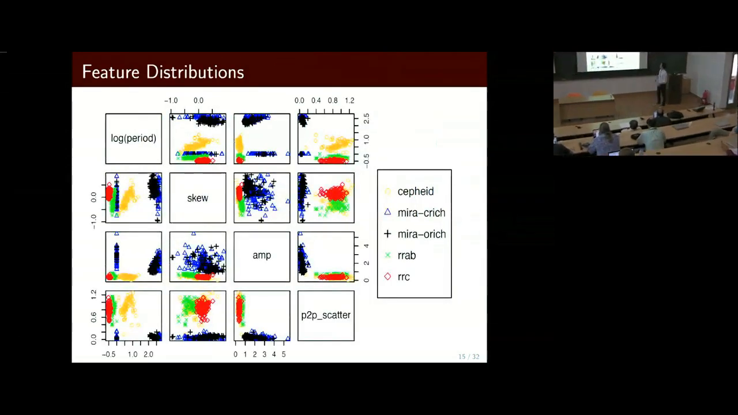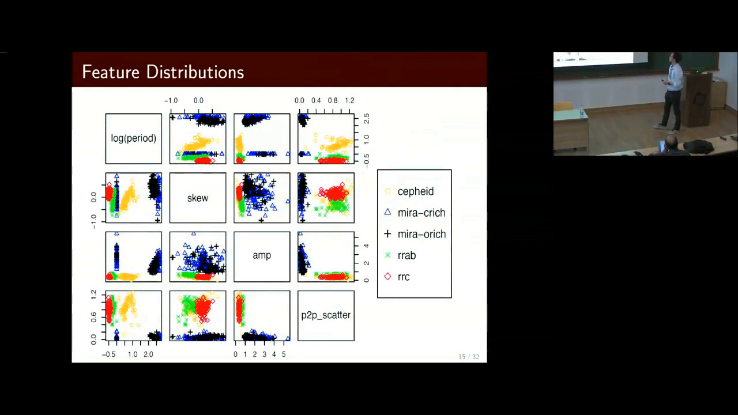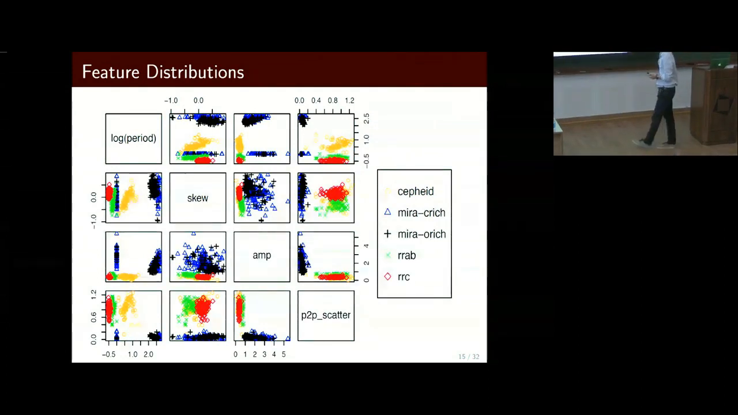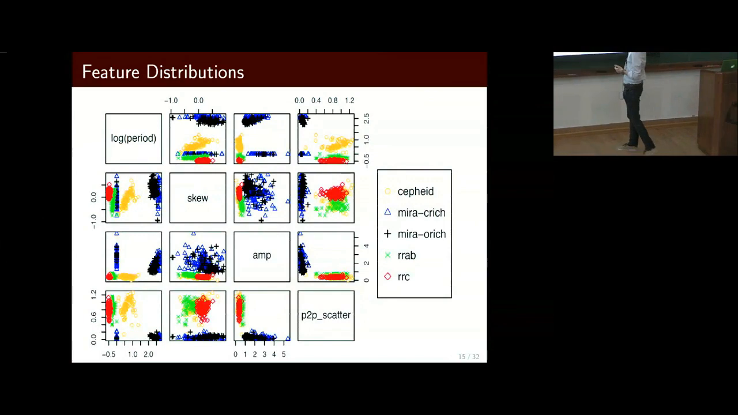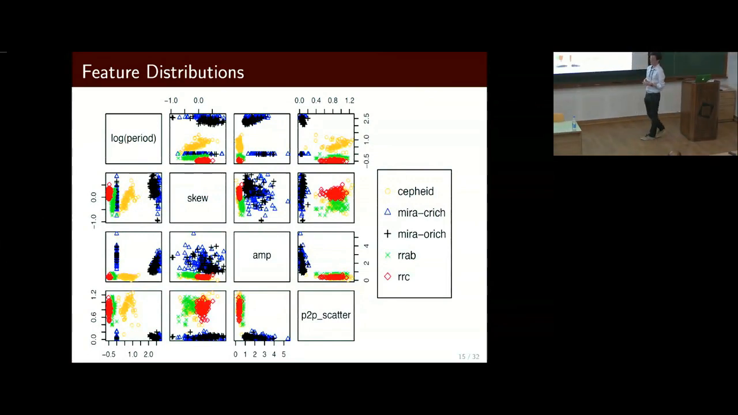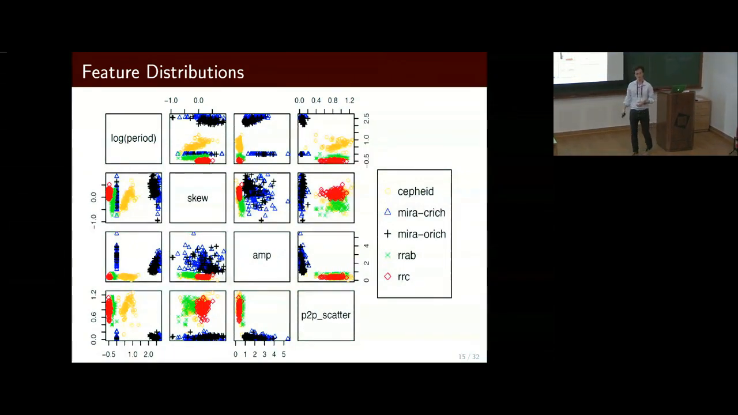Here I plotted a scatter plot matrix of the 4 features, and you can see kind of what you'd expect: the 2 Mira classes, represented by the blue triangles and the black plus signs, tend to be grouped together in feature space. And the RR Lyrae AB and RR Lyrae C are pretty close, but they tend to be far apart from the very different class of Miras. And the Cepheids are somewhere in between on their own.